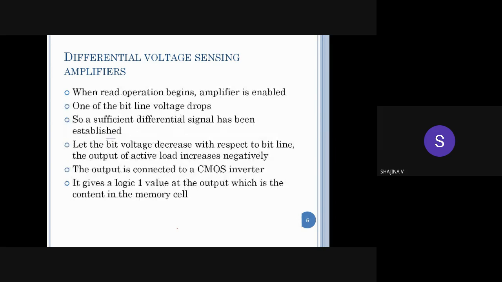Now we can move on to the working. So when the read operation begins, the amplifier is enabled. That is, we are enabling our sense amplifier part.